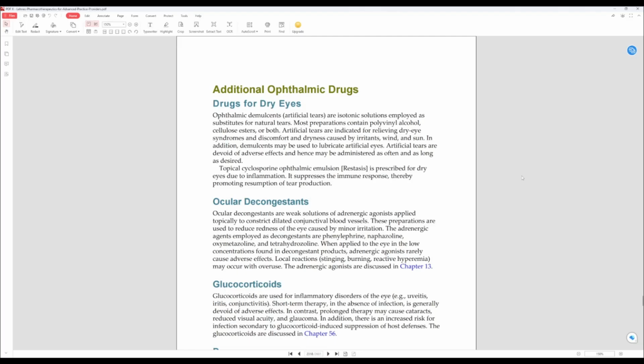Topical cyclosporine ophthalmic emulsion, or Restasis, is prescribed for dry eyes due to inflammation. It suppresses the immune response, thereby promoting the resumption of tear production.